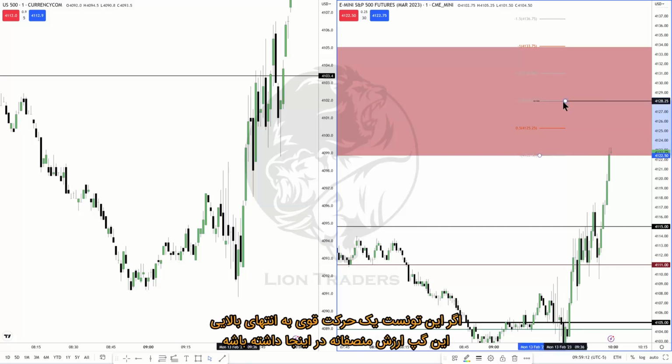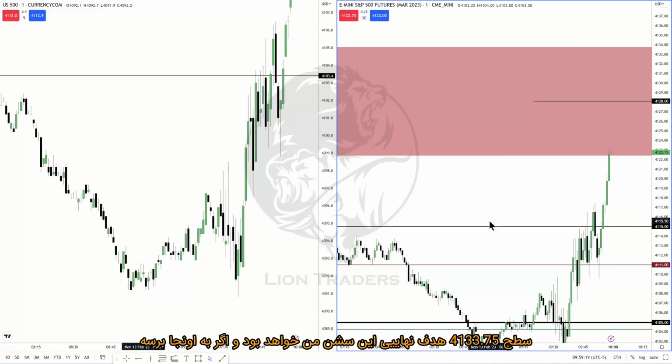If we were to get a blow off move to the upside, this fair value gap on the high end here, 41.33.75, that would be my morning session high objective. Should it reach that, I'd be content to move to the sidelines.